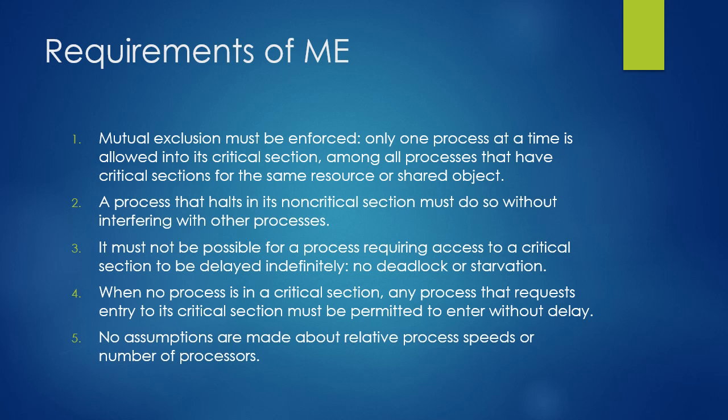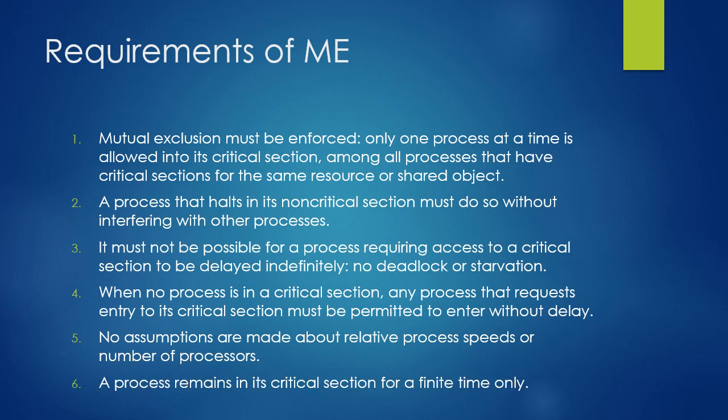Number 5. No assumptions are made about relative process speeds or number of processors. We do not assume that a certain process is faster. We do not assume that a certain process is allocated to a certain processor out of a certain number of processors, because these assumptions will make the problem more specific. We need solutions to general scenarios where any process may be fast and where any number of processors may be present.